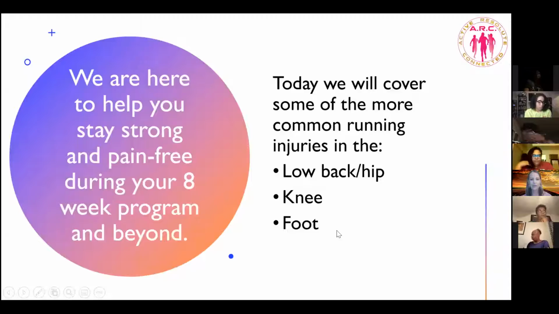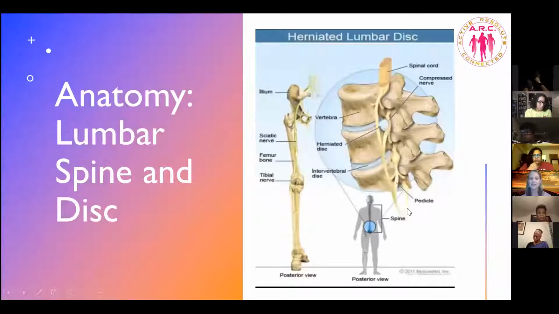So here we go. Today we're going to cover some of the more common running injuries in the low back and hip, the knee, and the foot. Those are the areas we're going to focus on today, and those seem to be some of the primary areas for you all, especially the low back and the knee. So what we're going to do first is just talk a little bit about anatomy, because I feel like it's really helpful to understand the anatomy portion of this in order to understand what happens when we have an injury.